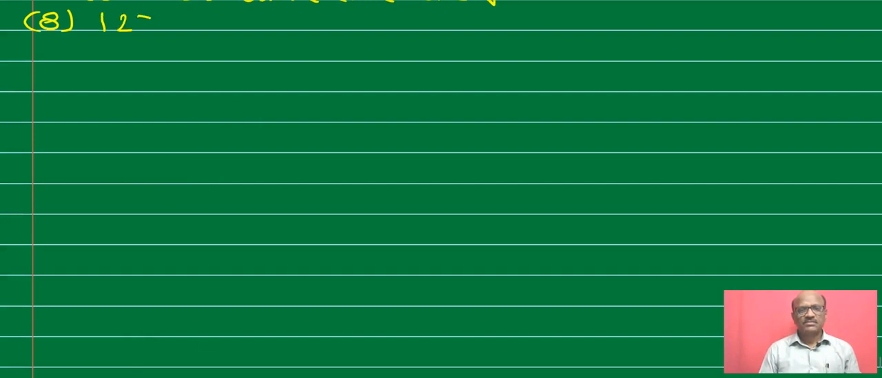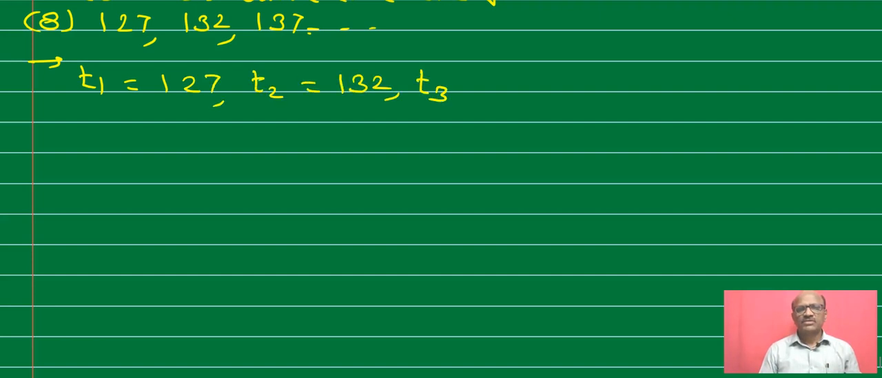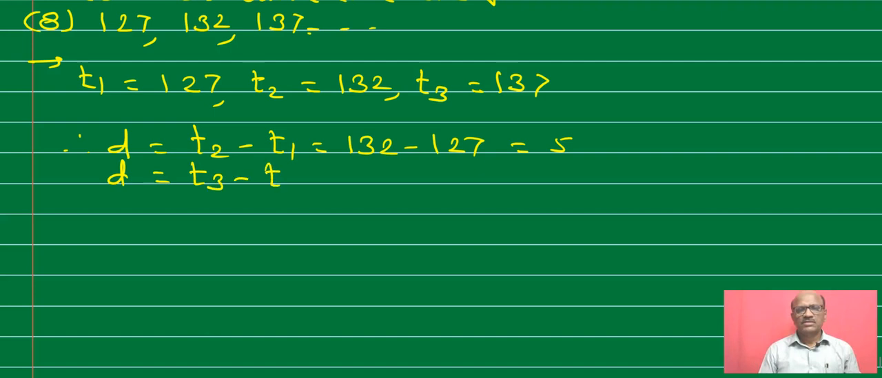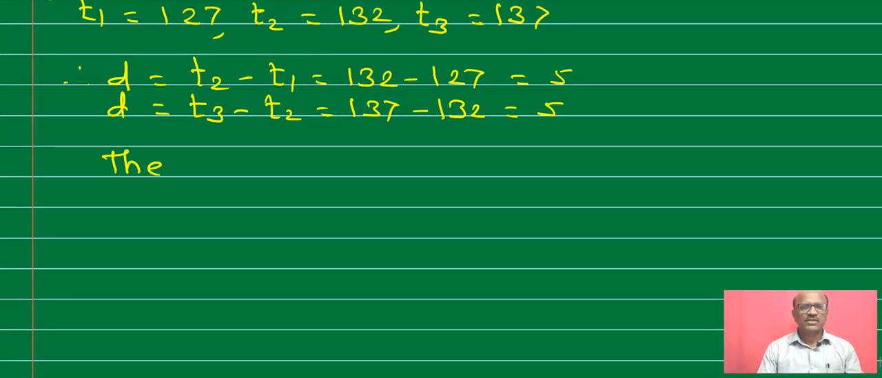Number 8: 127, 132, 137. Here T1 is 127, T2 is 132, T3 is 137. D is equal to T2 minus T1, 132 minus 127, and the difference is 5. T3 minus T2, 137 minus 132, the difference is again 5.